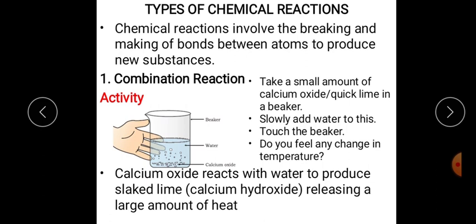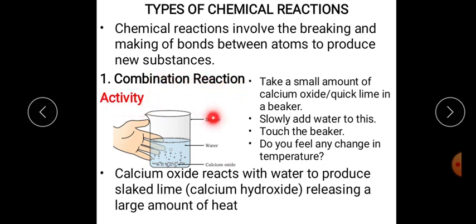So the new substance is formed after the atom from one element reacts with the atom from another element, we get a new substance. That is what is called a product in our chemical reaction. So in the very first we will study about the combination reaction. Understanding this combination reaction with the help of this activity.